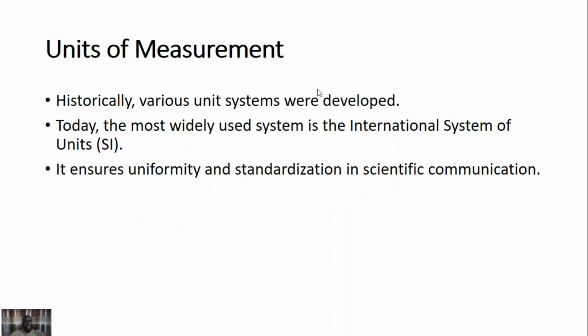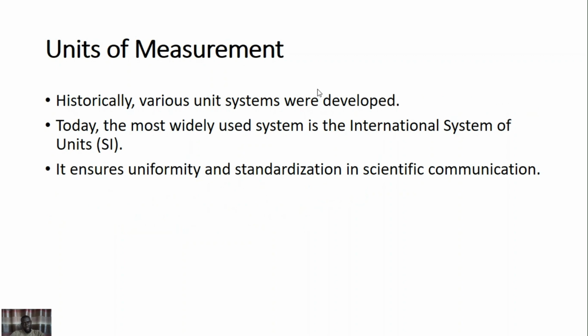Now, there are various types of measurements. For example, if you say length, some people may say meter, some people may say kilometer, some people may say miles. Okay, nautical miles. All these things are measurements of length. Okay. However, it's very important for scientists to understand each other when they are talking about measurements.